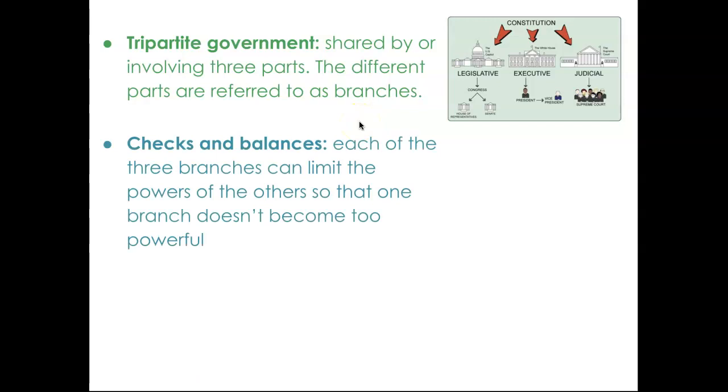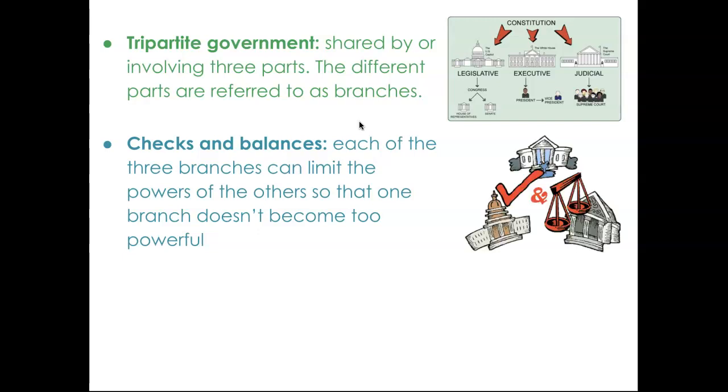We also have checks and balances. This means that each of the 3 branches can limit the powers of the others so that one branch doesn't become too powerful. Okay, so this is kind of like checking each other to make sure that one is not out of line, and also balancing the powers within them, right? And so each branch can check and balance the other so that not one group can make more decisions or have more power than the other, right?